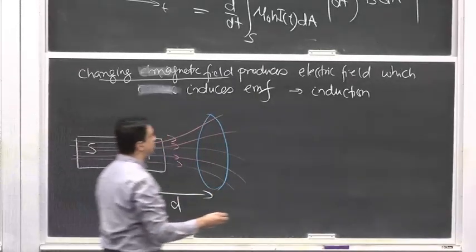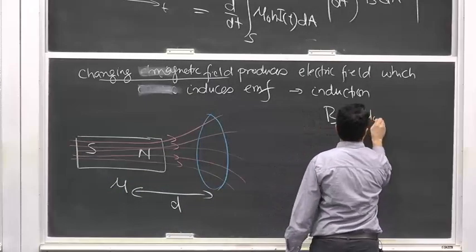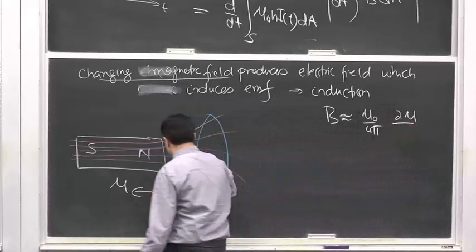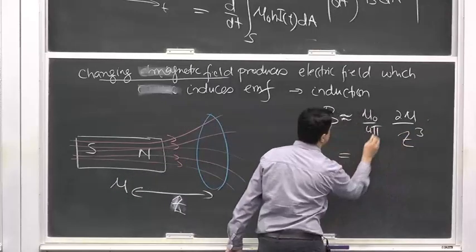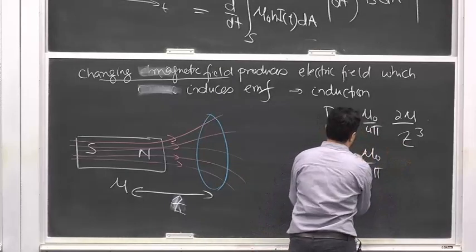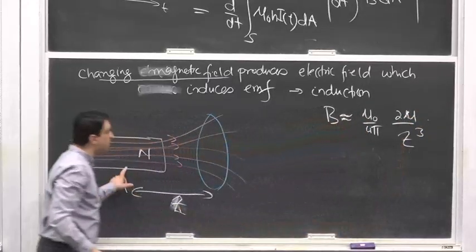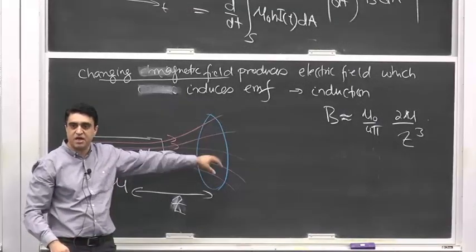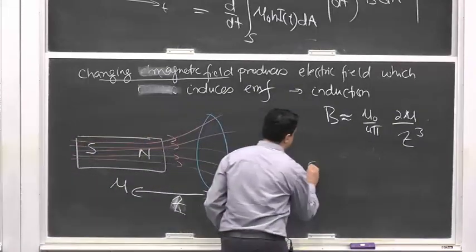And what would be that magnetic field? That is approximately given by mu naught by 4 pi, 2 mu by, let's say this distance is z, so you have a z cube. So if you know the mu of such a bar magnet, you can find what the magnetic field here is. And once you know what the magnetic field is, you would know what the magnetic flux through this thing is.